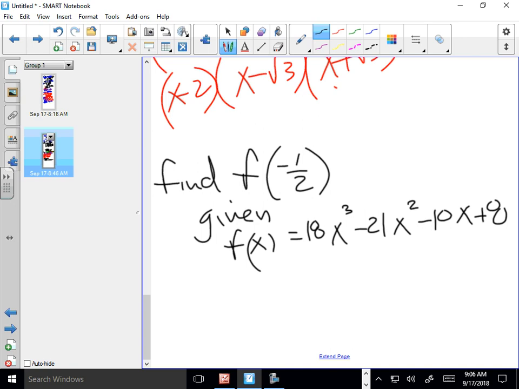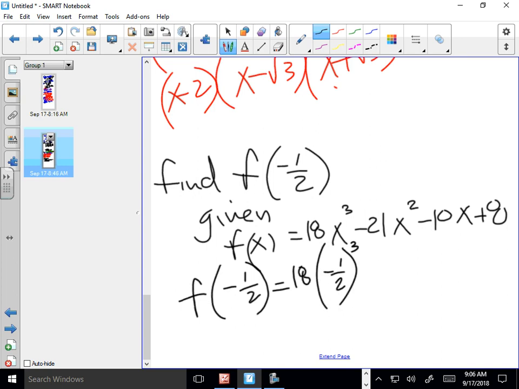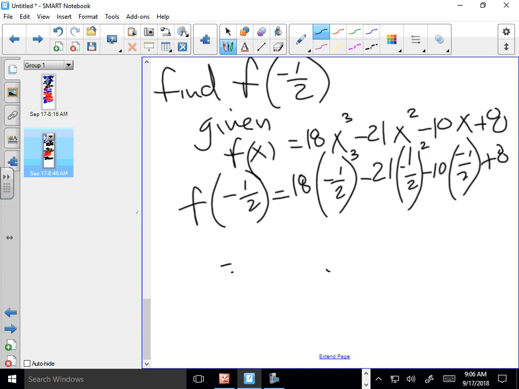Okay, so as I was walking around the room, most people were doing this. f of negative 1/2 equals 18 times negative 1/2 to the third, minus 21 times negative 1/2 squared, minus 10 times negative 1/2, plus 8. And that's certainly to be expected. We talked about that in chapter 1. And so I have negative 1/8 times 18, or negative 9/4.